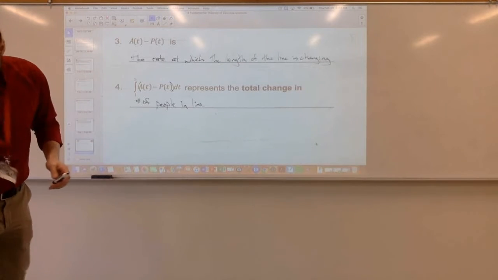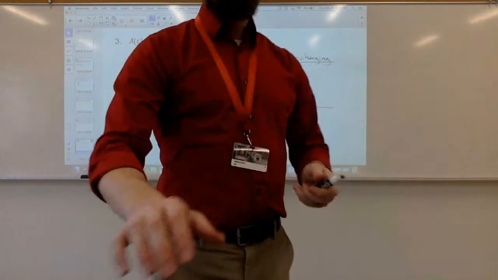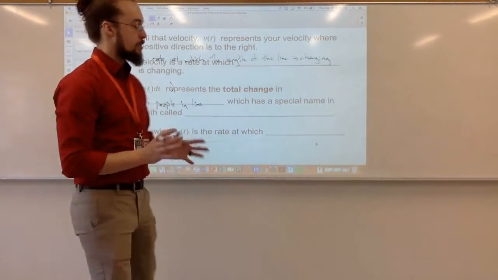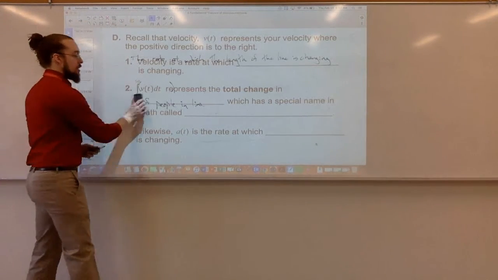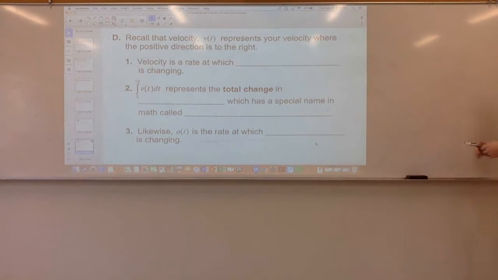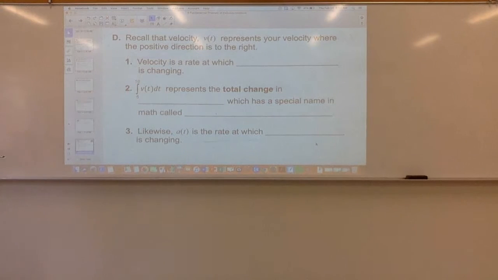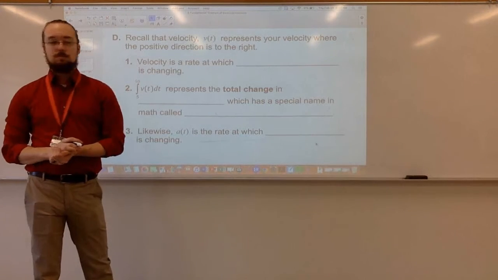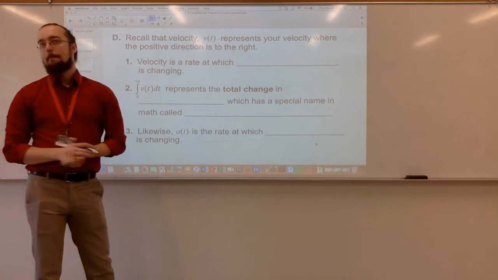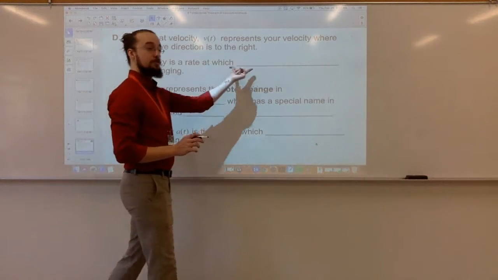All right. So one last idea here, and again, we're going to talk a lot more about this idea relating position, velocity, and acceleration in another lesson, but just to get this ball rolling here. We know velocity, where positive direction is to the right. So velocity is the rate at which what is changing? Position. Right? Velocity is the rate at which position is changing.